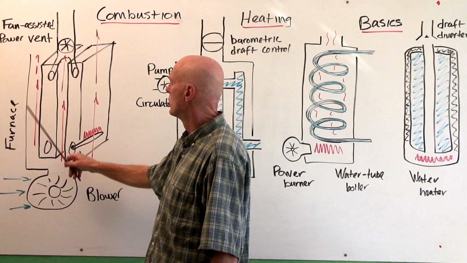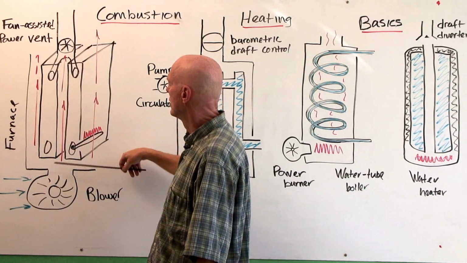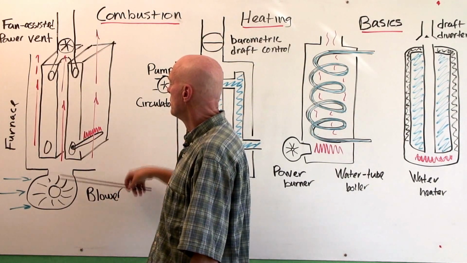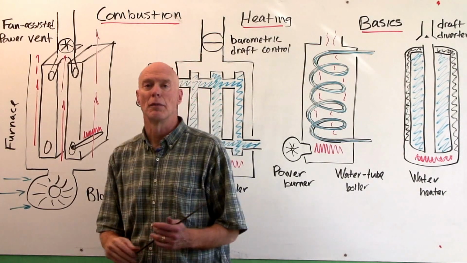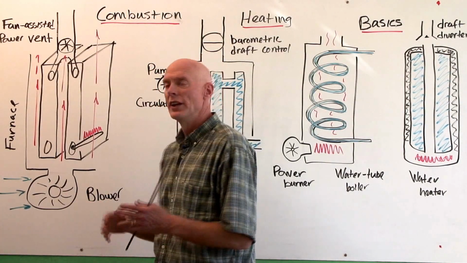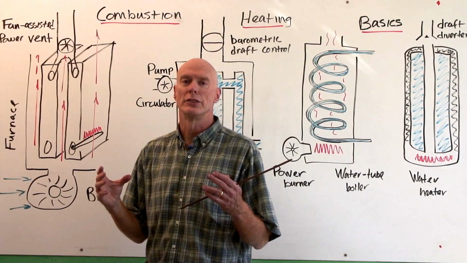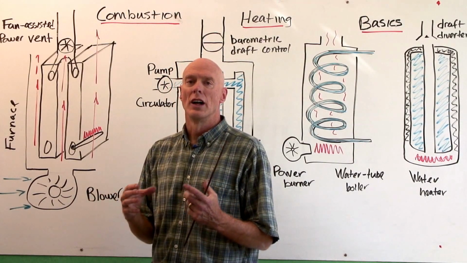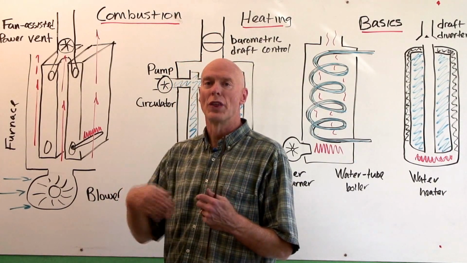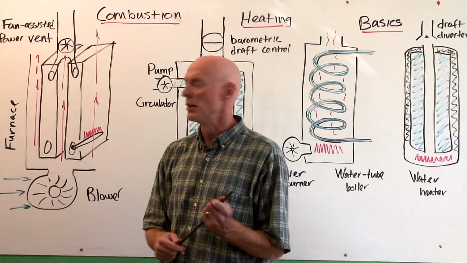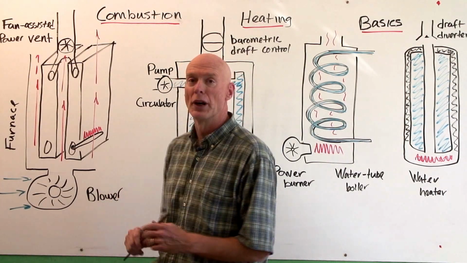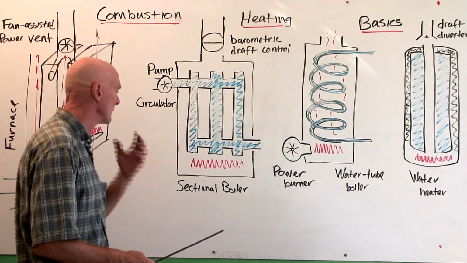So we have a furnace, or this is a furnace or space heater, and it's moving air through it, picking up the heat from the heat exchanger. The heat exchanger's job is to transfer the heat to the air without mixing the air and the combustion gases. So we have a separation of the air and the combustion gases.